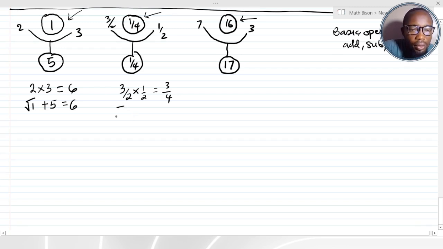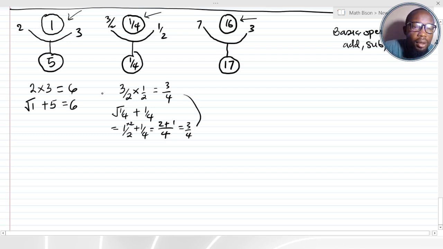The square root of 1 over 4 plus 1 over 4 should give us what? 1 over 2 plus 1 over 4. This is going to be 4 here, 2 times 2. 2 plus 1 over 4, and you have 3 over 4. They are the same. We got 6 and 6. We got 3 over 4, 3 over 4. Let's check with the third one before we take this in completely.